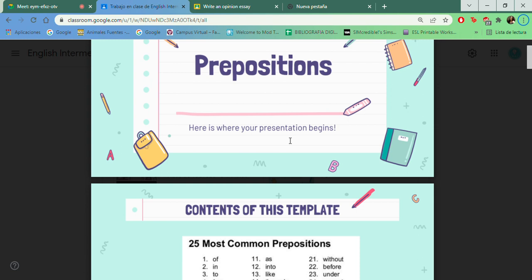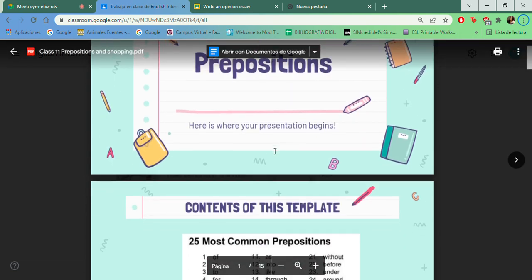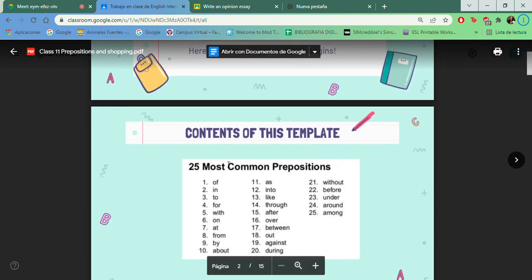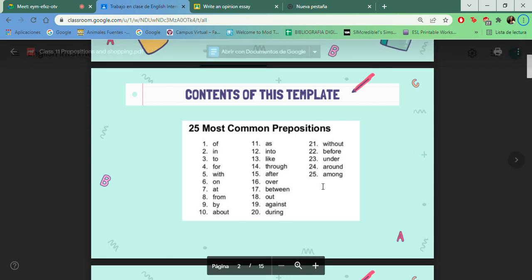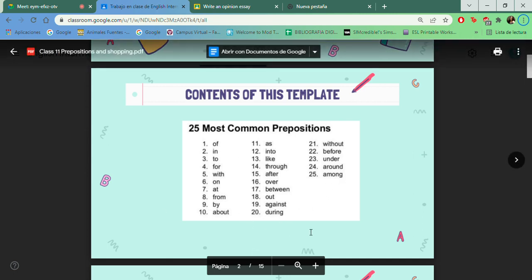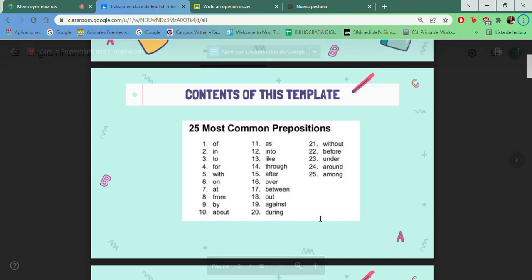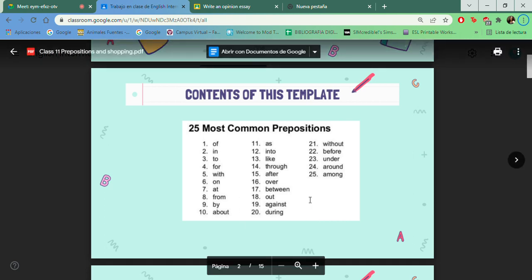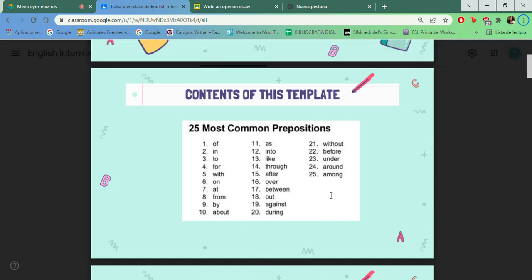Let's begin. Here we have prepositions. These are the most common prepositions in English. Do you know them? Of, in, to, for, with, on, at, from, by, about.